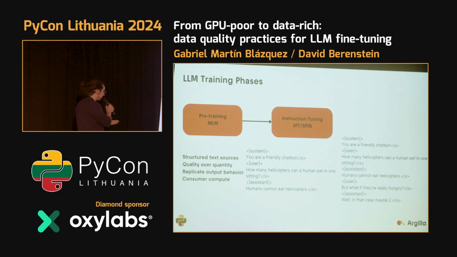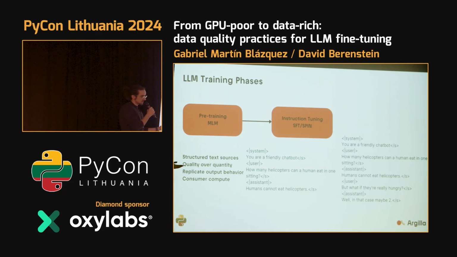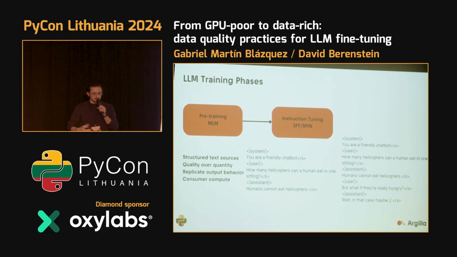And usually we have this kind of dataset in which we have an instruction from the user, "How many helicopters can a human eat in one sitting?", and then a desired response from the LLM: "Humans cannot eat helicopters." And also, in the case of LLMs, as they can be used for chat, we also have this other kind of dataset in which we have a chat, several iterations, let's say.